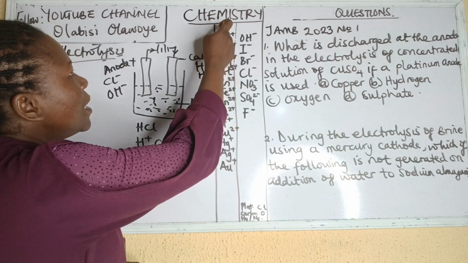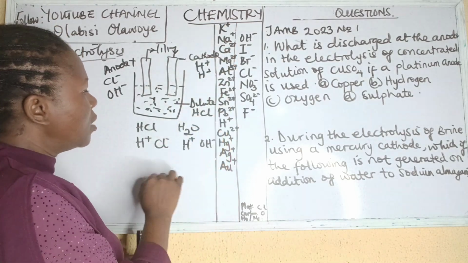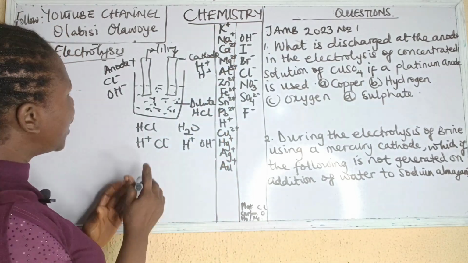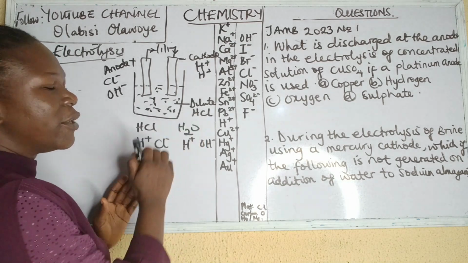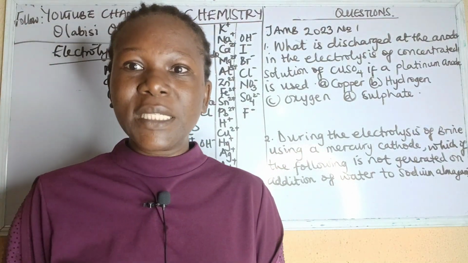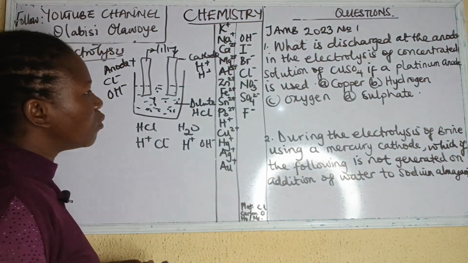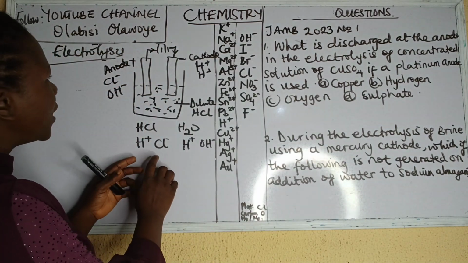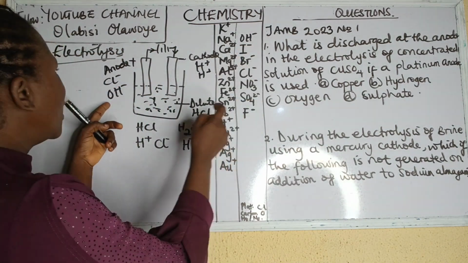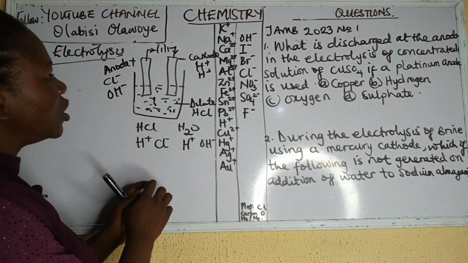So any element found down here, assuming in this electrolysis of dilute hydrochloric acid, which is also known as acidified water. That is adding a few drops of acid in a large quantity of water. Now the ions here are chloride ion and hydroxyl ion for the negative part, then we have just the hydrogen ion.